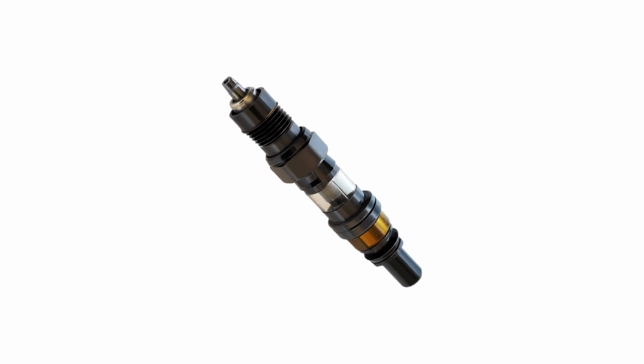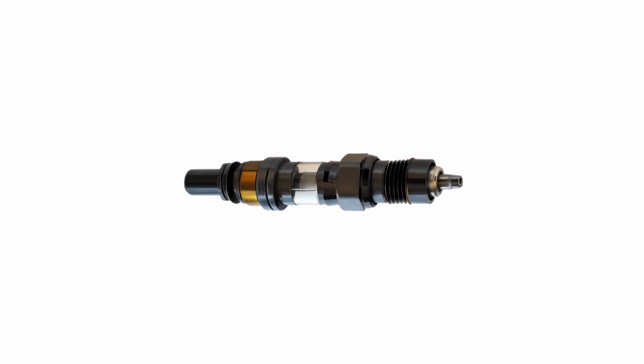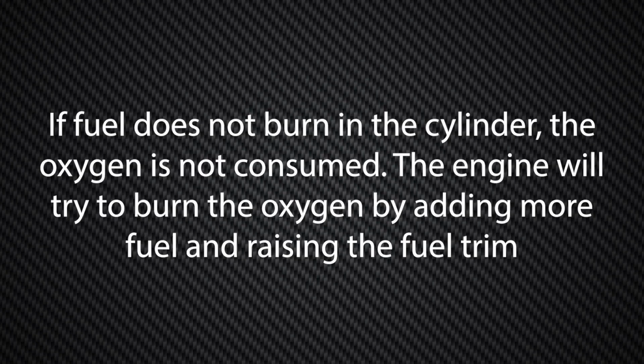The oxygen sensor does not see unburned fuel. It measures the oxygen in the exhaust gases. If fuel does not burn in the cylinder, the oxygen is not consumed. That means the engine will try to burn the oxygen by adding more fuel and raising the fuel trim.